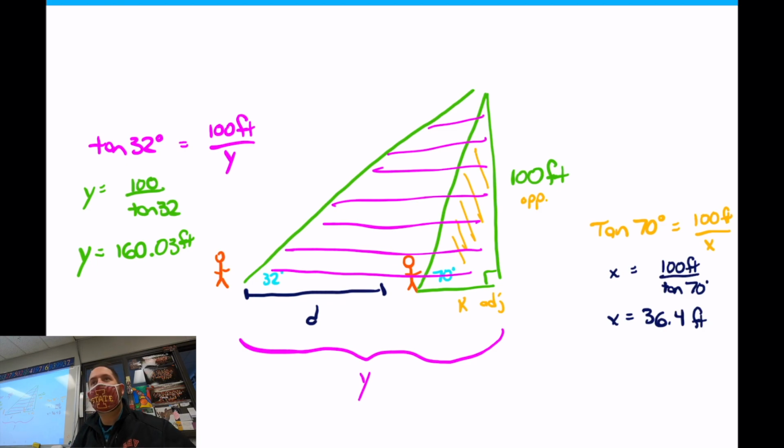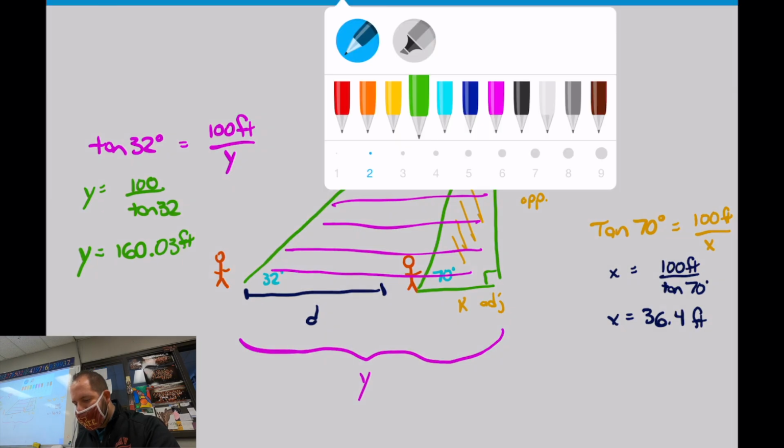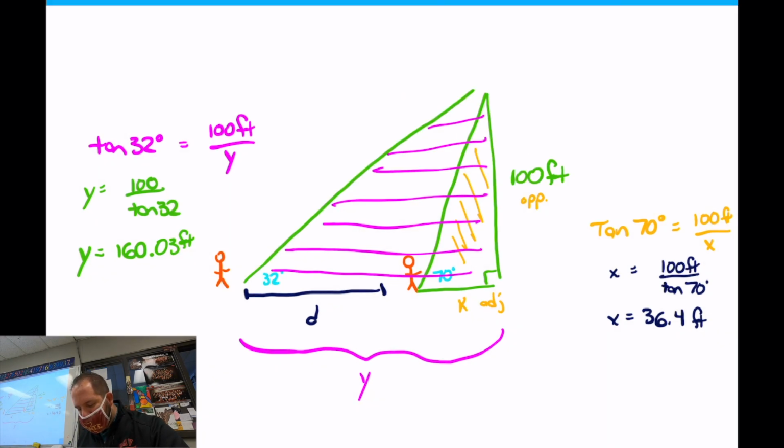Now, what is the distance between the two people, roughly? Yeah, almost 130 feet between them, just kind of subtracting these two numbers. 123 is probably more accurate. So again, how you actually find the distance for D is you subtract the two numbers. So I'm going to take Y and subtract X, and that will give me the distance between the two people. So that's 160.03, subtract the 36.4, and this is the distance in terms of feet. 123 is pretty darn accurate. 0.63 feet. Whoa.